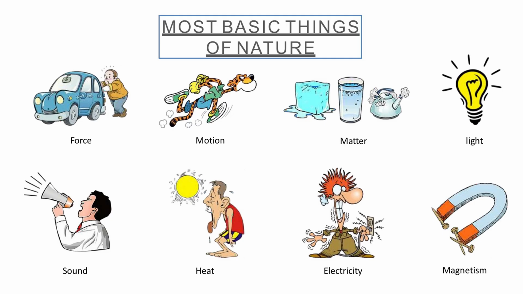Next one is motion, such as running; that is a basic thing, motion. Second one is matter. Matter is of 5 types, but on the screen I have only given you 3 types: solid, liquid, and gas, and the other 2 states are plasma and the fifth state of matter. Next are light, sound, heat, electricity, and magnetism. These are all the basic things.